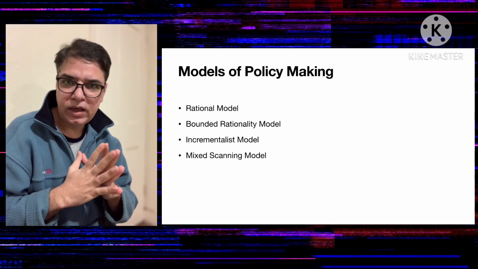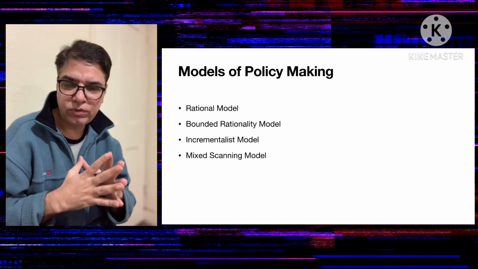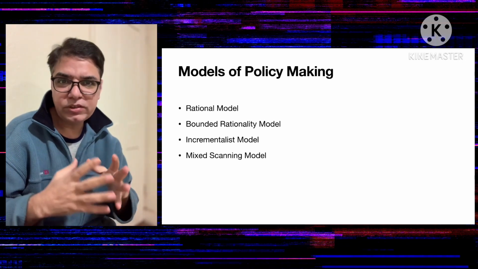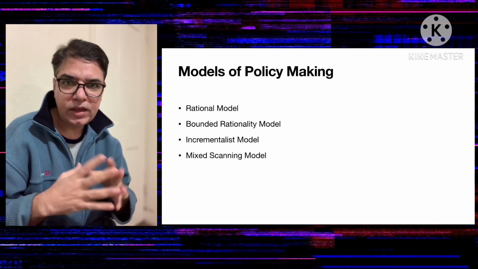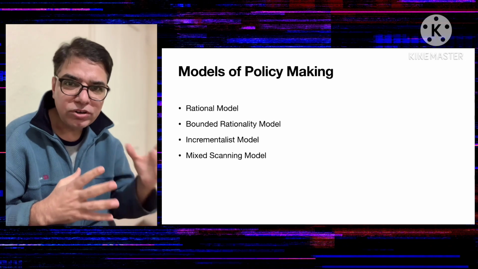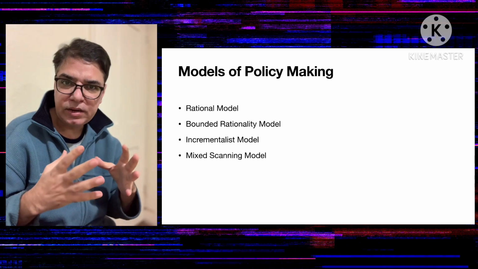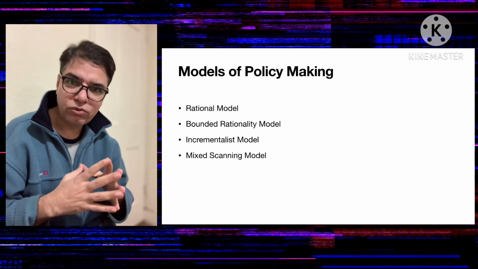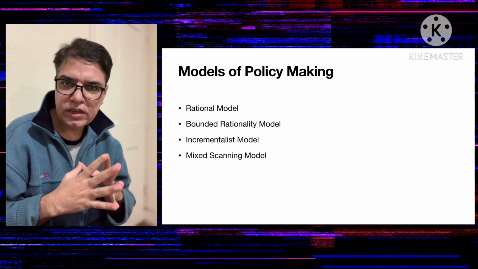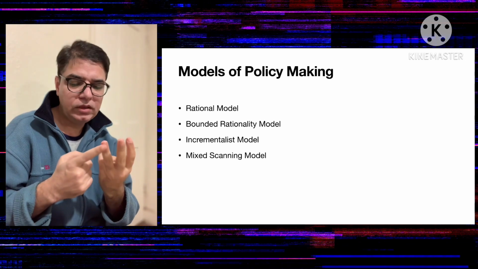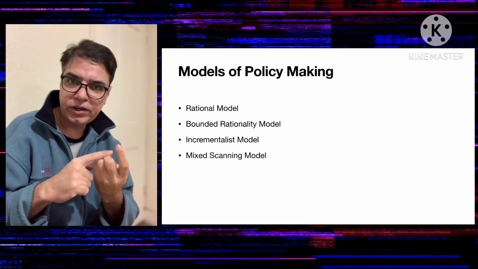The first model, which is more of a theoretical model, is what we call the model of rationality, or the rational model of policy making. Then we have another model known as the bounded rationality model of policy making. The third one is the incrementalist model of policy making, and the fourth one is known as mixed scanning. So keep in mind that there are four models: the rational model, the bounded rationality, the incrementalist model, and number four, the mixed scanning. Let's start with the very first one, the rational model.